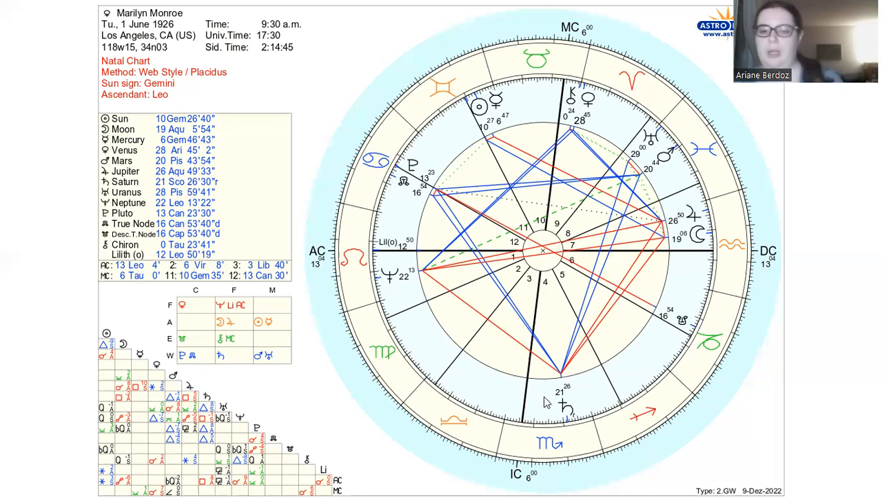Scorpio here can be a sign where we see violence, okay? And with Saturn being here, Saturn also represents authority figures in our lives, and also the archetype of the father, or a male, not necessarily always, but most of the time a male, who would have played some kind of father figure role in our lives in early childhood, here in her life.